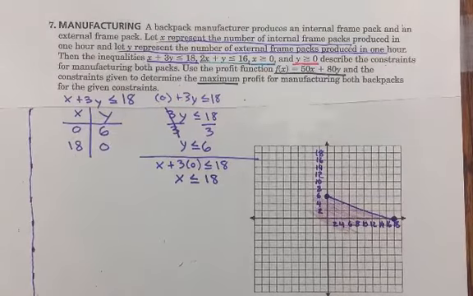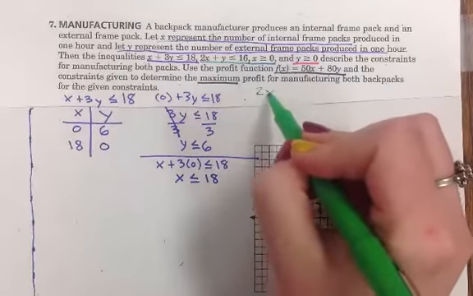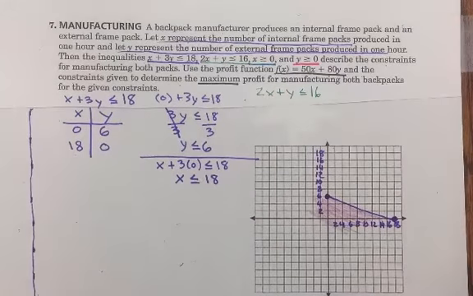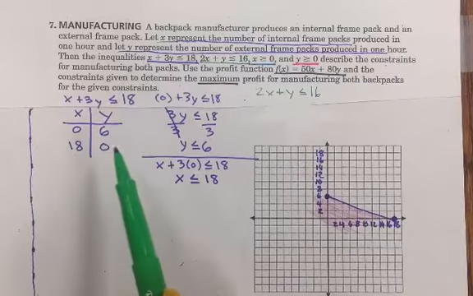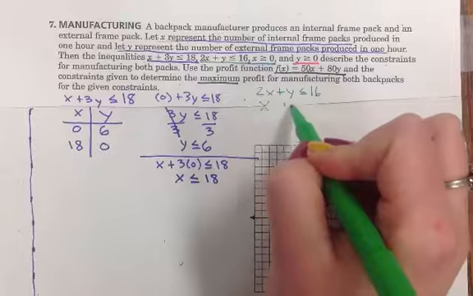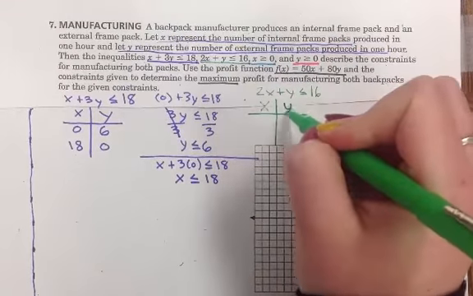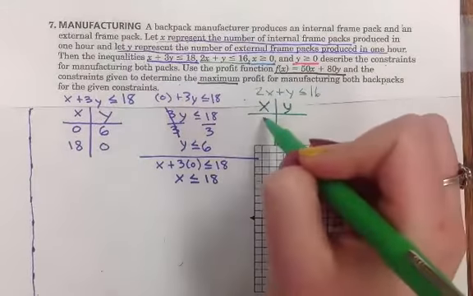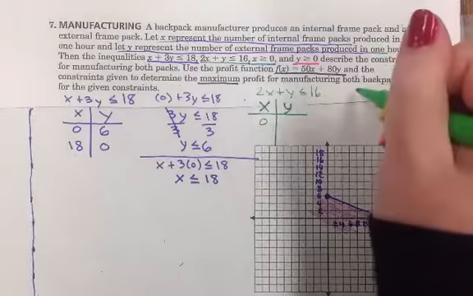For our second inequality, we have 2x + y ≤ 16. Again, this one is given to us in standard form, so we want to make this table again with our x and y intercepts. So we have our x and our y. And so our y-intercept is when x is equal to 0. So let's plug 0 in for x.